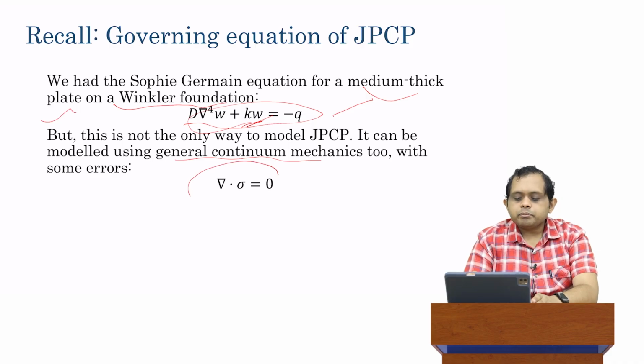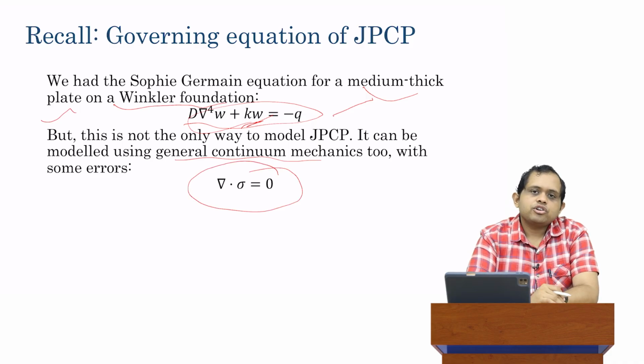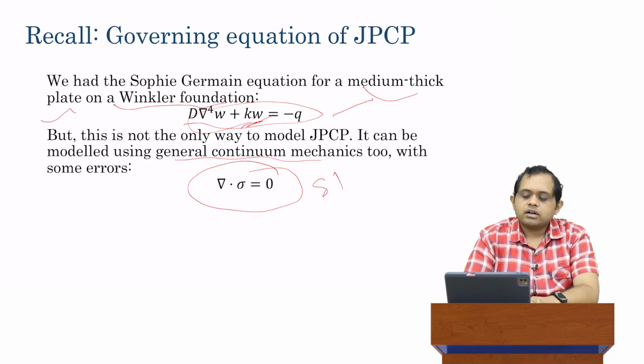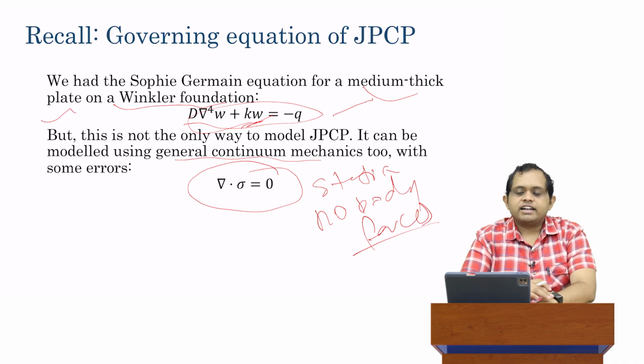The governing equation of that is del dot sigma equals 0, which is the divergence of the stress tensor. Stress is a tensor. So the divergence of the stress tensor at any point is 0. Of course, this is for static conditions, and this is also when you do not have any body forces. So no body forces. This equation is then valid for that.